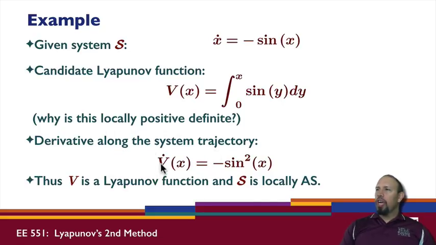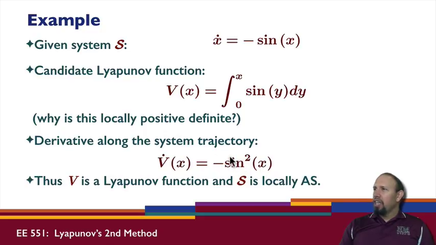Derivative along the system trajectory, v dot. So the derivative of this with respect to x is sine of x times this, which gives minus sine squared. Now why would you choose this function? Well, the reason we choose it is because the derivative of this with respect to x is that. And so we get minus that squared, which we can show is locally negative definite.